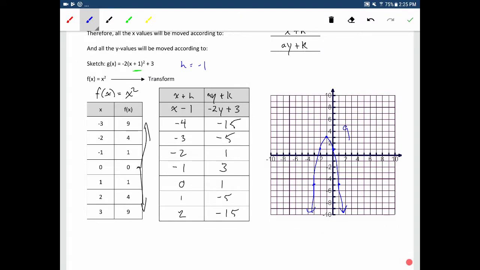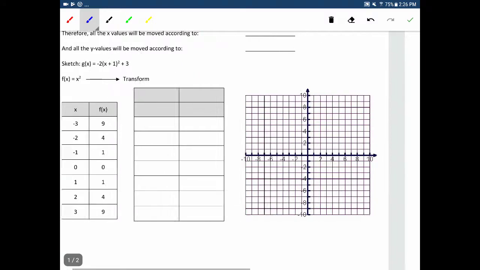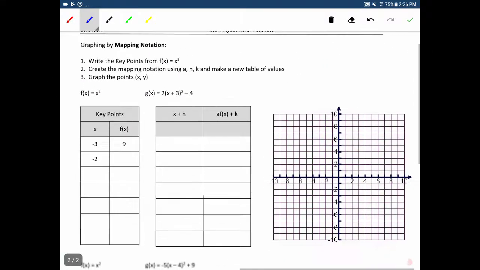So we say g of x is equal to, I didn't really give myself a lot of room here, negative 2 times x plus 1 squared plus 3. There we go. And that's it. Okay? So let's try another one.